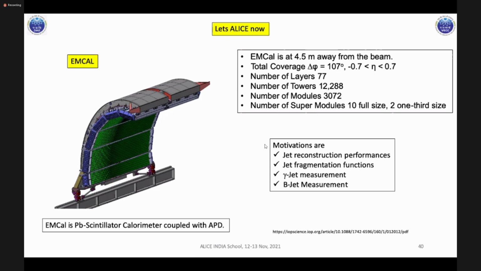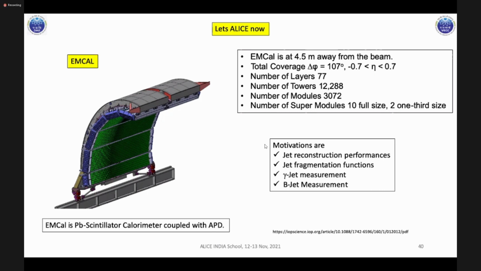As I have said, in calorimeters, one need to have an absorber and detector. As the absorber, here they used lead, and as detector, instead of silicon, they used scintillators. And these scintillators will produce light. So light need to be detected. Usual way of detection is photomultiplier tube, but photomultiplier tube cannot work in magnetic field.